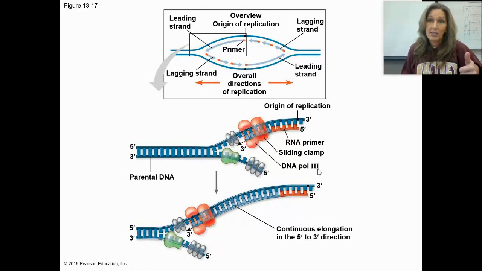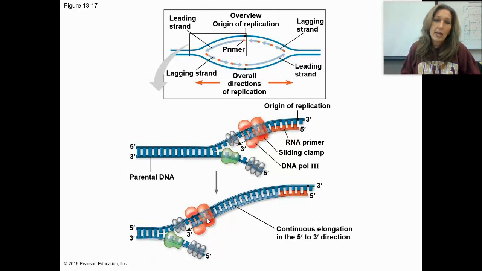So I've got helicase that unzips the DNA. I have primase that lays down a primer. And then I have DNA polymerase 3 that is going to join at the primer. And now it's going to start adding complementary nucleotides to the growing new strand of DNA. Now it only builds 5' to 3'.